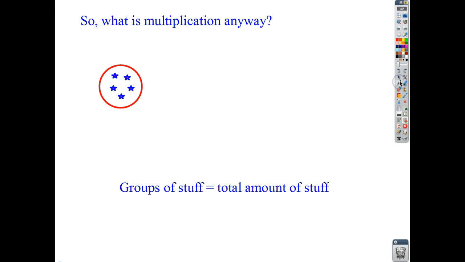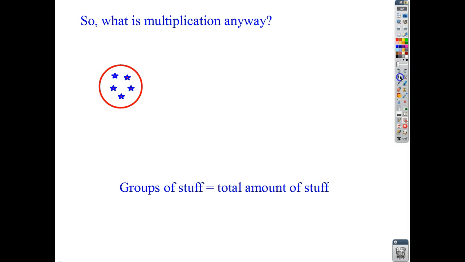We can write this in. This would be 1 times 5. So there's 5 total things, whatever these things are. In this case, they're stars. So I have one group of 5 stars, so that's 5 total stars. And that's really all that multiplication is saying.